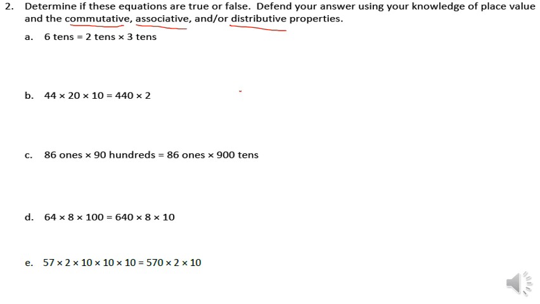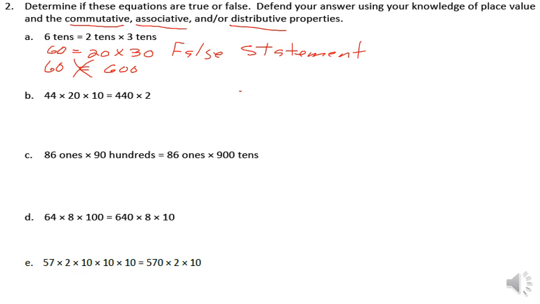On this one, if we said 6 tens, well, I know 6 tens would equal 60. And 2 tens would equal 20, and 3 tens would equal 30. Now I can see right now that 20 times 30 is actually going to be equal to 600. So this would be a false statement, because 60 is 1/10 the value of 20 times 30.